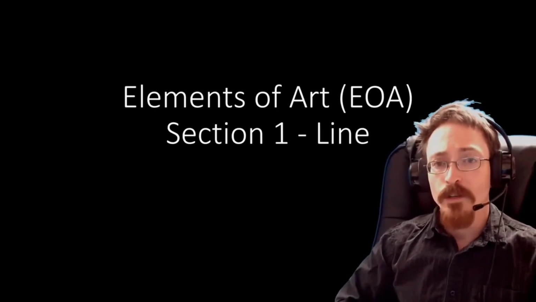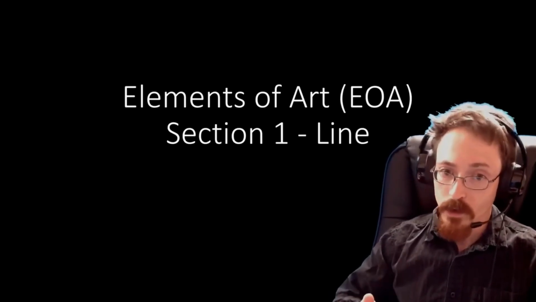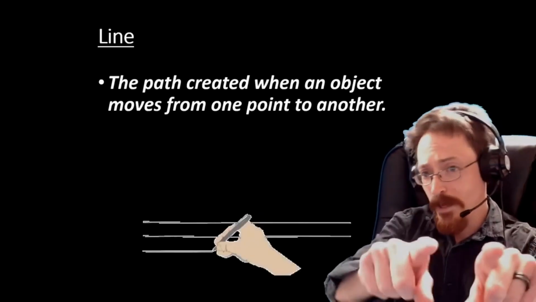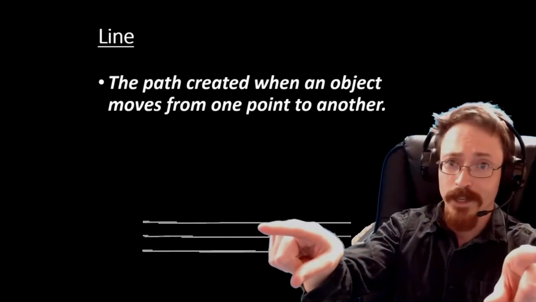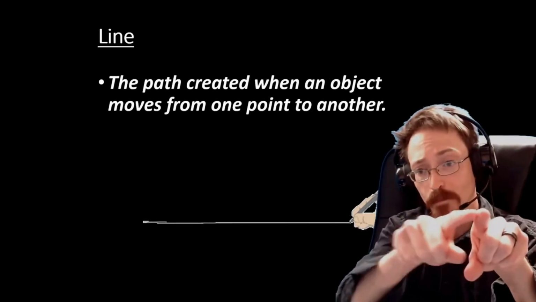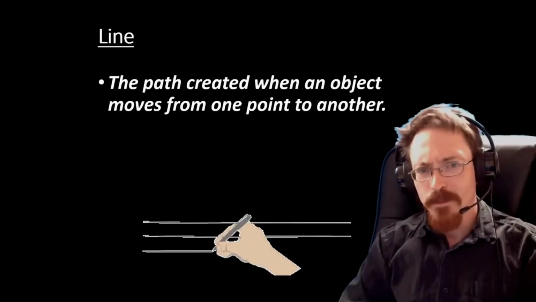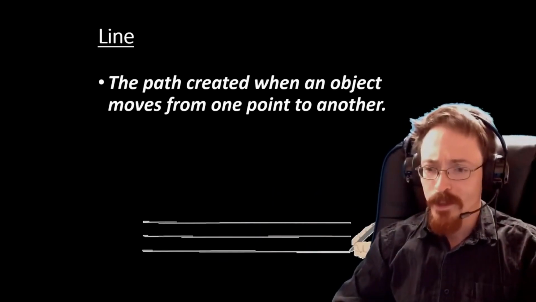The elements of art is what artists use to make art. The first one we're going to look at is line. A line goes from point A to point B with something connecting in between it. So it goes boom, boom, boop. That's a line. It's pretty straightforward. Most people know what a line is.